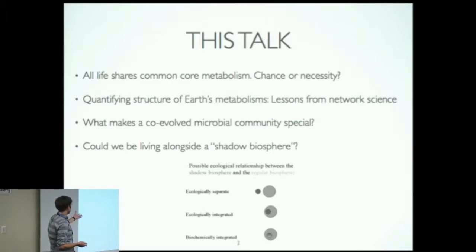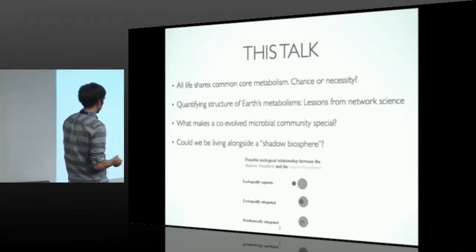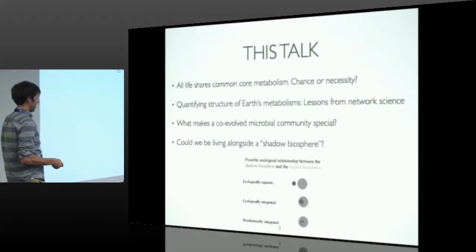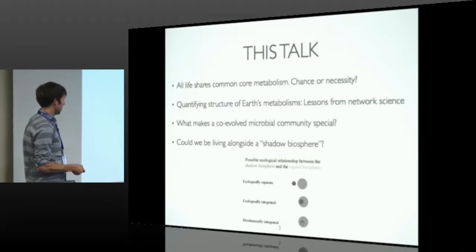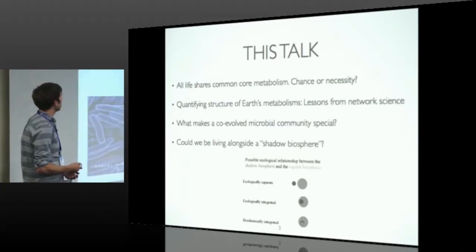And then the last thing I want to address is, could we be living alongside a shadow biosphere? By this I mean, could it be that there is a second origin of life on Earth that we just don't know about? We haven't been able to detect it either because we don't have the right techniques, or because it's living somewhere different than where we are, so it's physically separated. And that's what the bottom of this slide is showing. You can have ecologically separate biospheres, or ecologically integrated biospheres, or biochemically integrated. And what I interpret that to mean is that it uses different sets of chemical reactions to sustain life, but is overlapping physically in the same space as life as we know it.